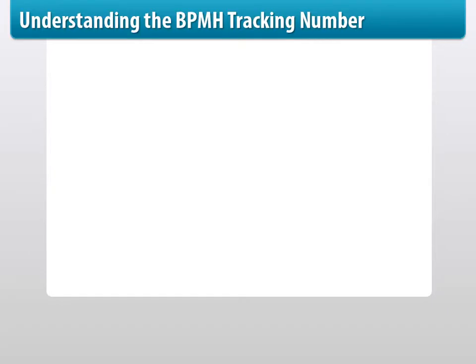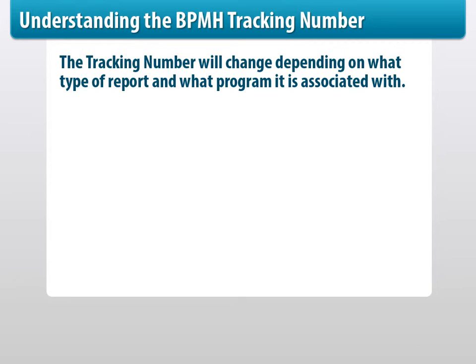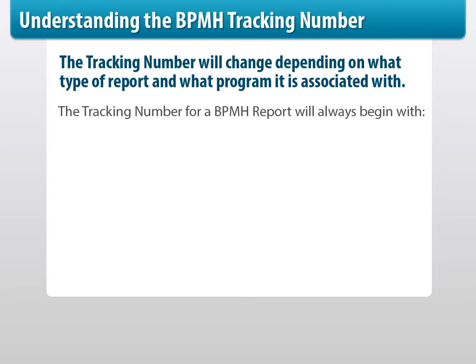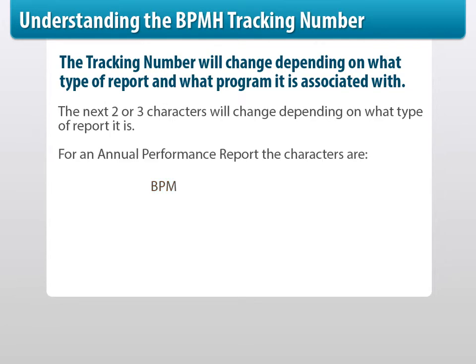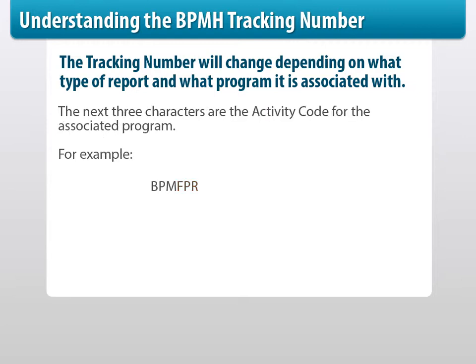Understanding the BPMH tracking number. The tracking number will change depending on what type of report and what program it is associated with. The tracking number for a BPMH report will always begin with BPM. The next 2 or 3 characters will change depending on what type of report it is. For an annual performance report, the characters are APR. For a financial report, the characters are FR. For a final performance report, the characters are FPR. The next 3 characters are the activity code for the associated program.